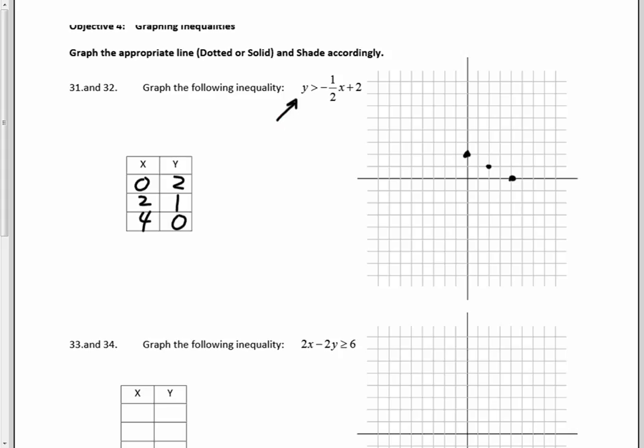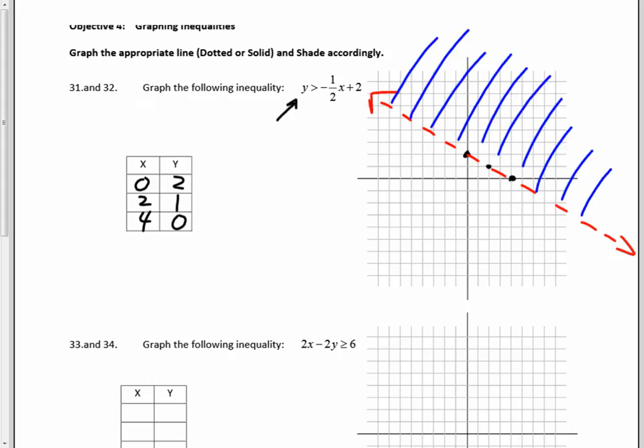So I want something that looks like this. Make sure your line is dotted. And will I shade up or down? It's greater than, so shade up. What does that look like? That looks like this. However you want to show that, if you shade in the whole thing or put little dashes, that's up to you.